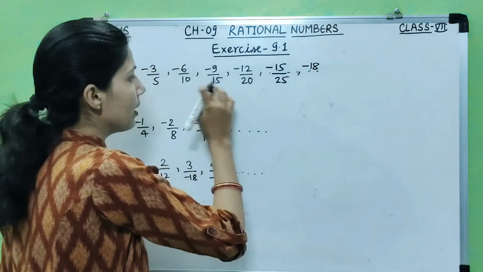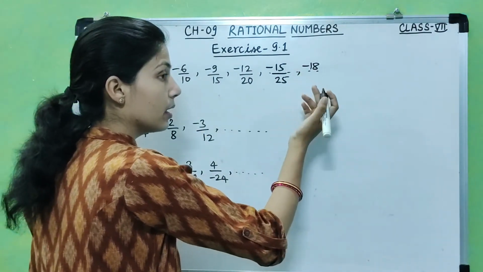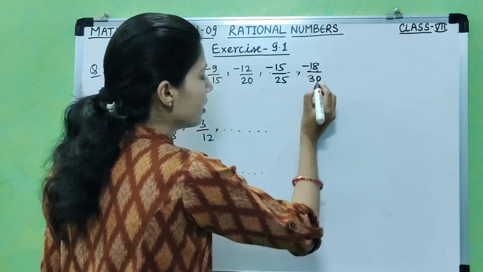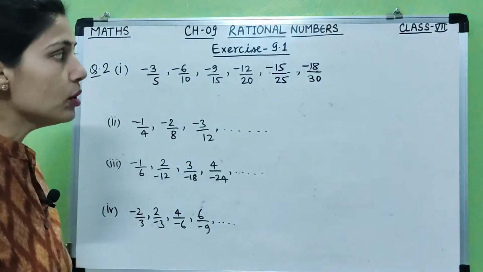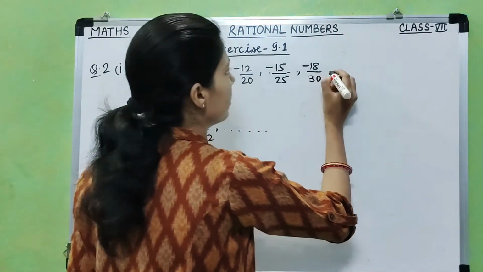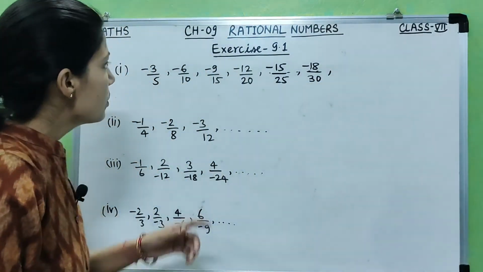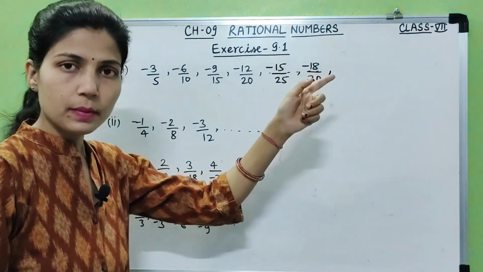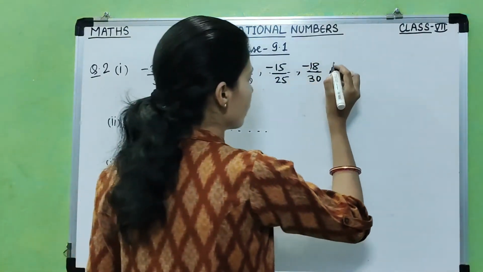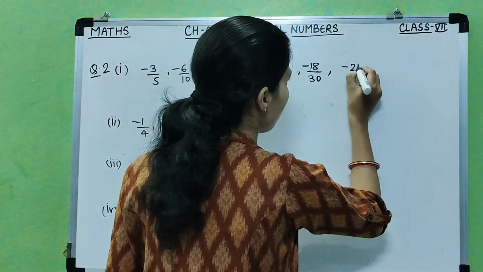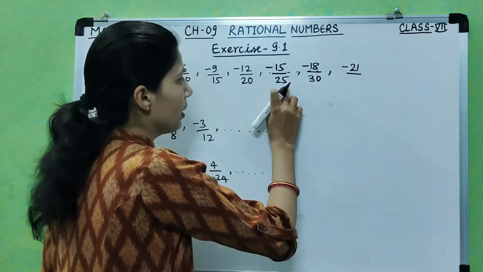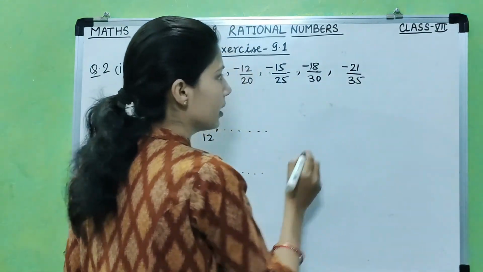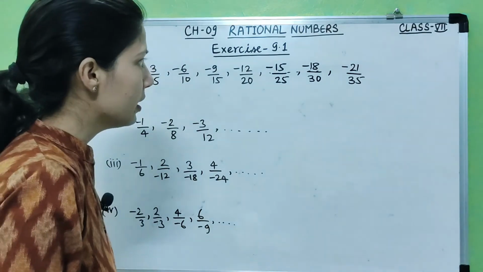Okay, and 5 5s are 25. Next will be the sixth multiple of 5, so 5 6s are 30. So the next rational number will be -18 upon 30. Okay, let's take two more. So -3 into 6 is -18. Now we have to multiply by 7. So -3 into 7 is -21 upon, 5 5s are 25, 5 6s are 30, 5 7s are 35. So the next rational number will be -21 upon 35.